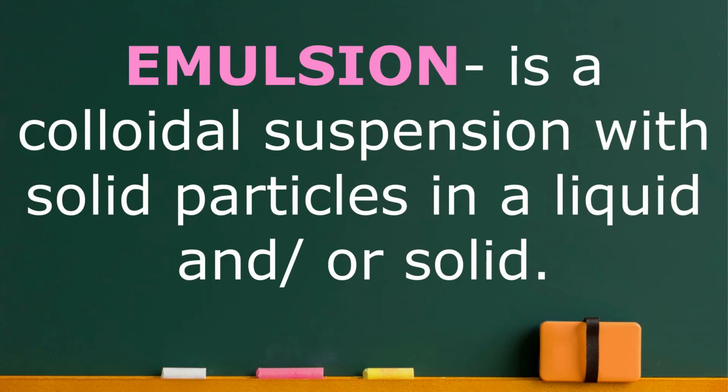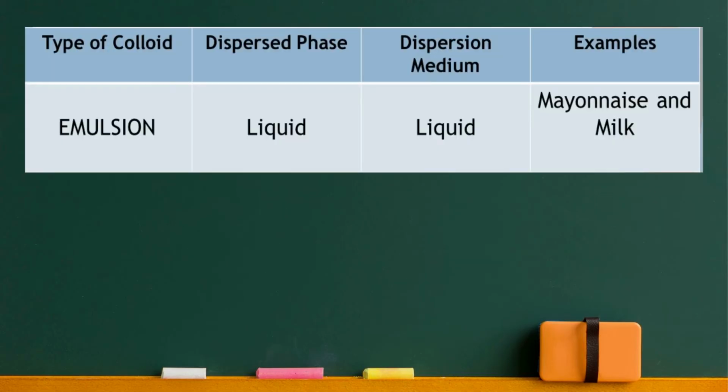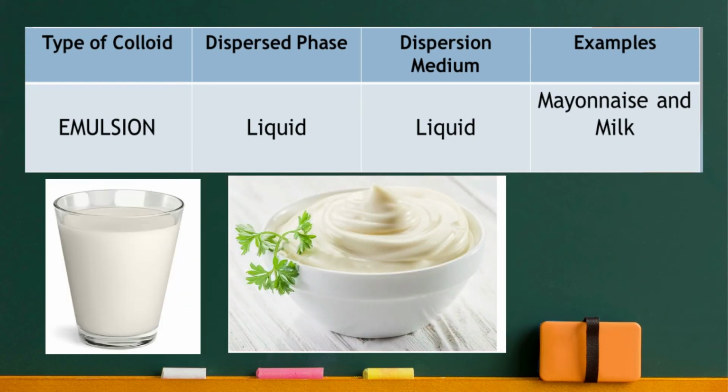Emulsion is a colloidal suspension with liquid particles in a liquid and or solid. Type of colloid: emulsion, dispersed phase liquid, dispersion medium liquid. Examples: mayonnaise and milk.